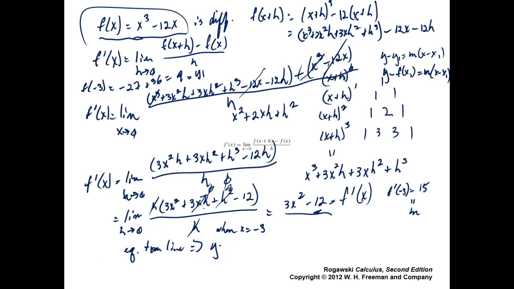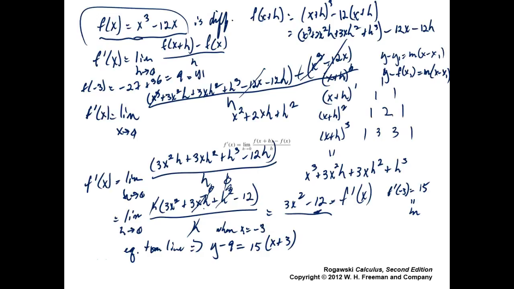Y minus 9 equals 15 times x, second, which is? Second, plus 3. Your x1 was your negative 3, right? And minus and minus is plus.